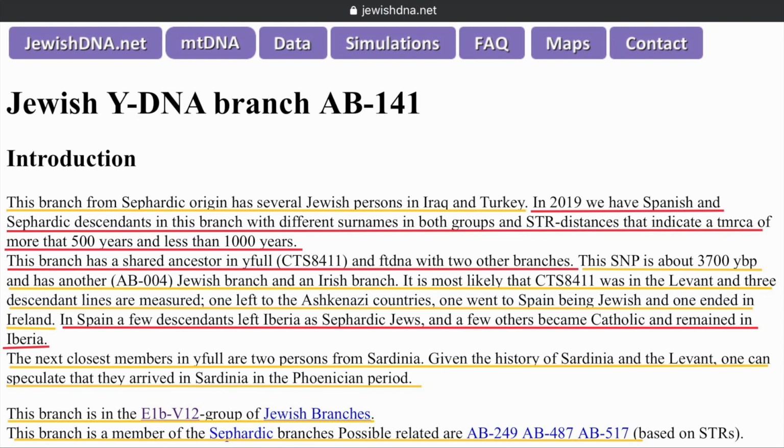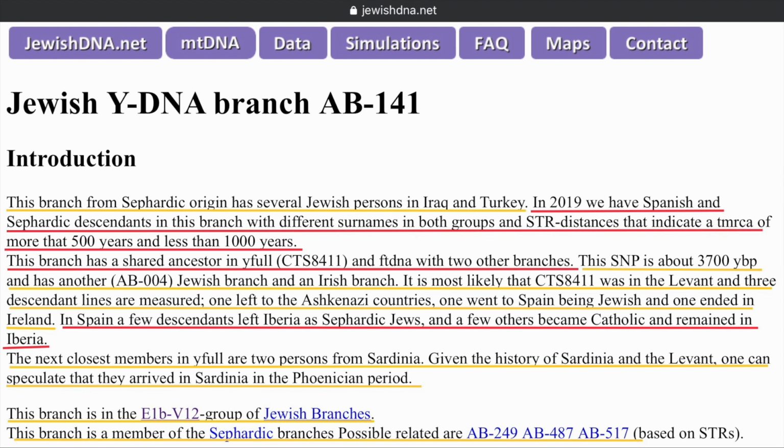This branch has a shared ancestor in YFull CTS8411 and FTDNA with two other branches. This SNP is about 3,700 years before present and has another Jewish branch and an Irish branch. It is most likely that CTS8411 was in the Levant, and 3 descendant lines are measured. One went to the Ashkenazi countries, one went to Spain being Jewish, and one ended up in Ireland. In Spain, a few descendants left Iberia as Sephardic Jews, and a few others became Catholic and remained in Iberia.